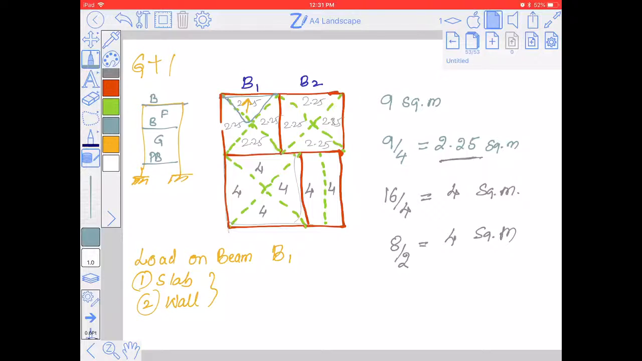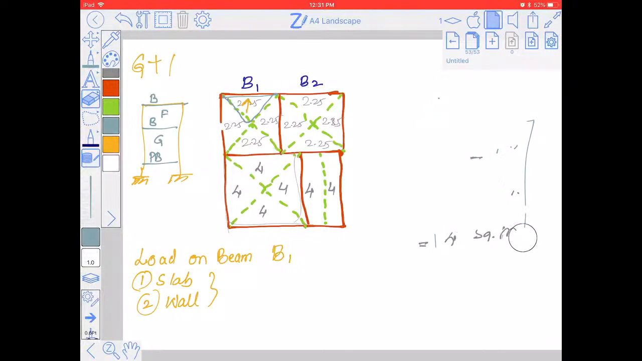So all these areas we have calculated. Now I need to find out the load on the beam. To calculate the load on the beam B1, the length of B1 is equal to 3 meter, right? I need to find out the total load on the beam. So here the length of B1 is 3 meter.